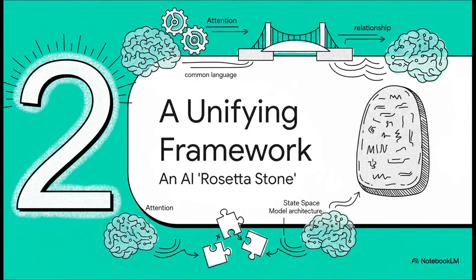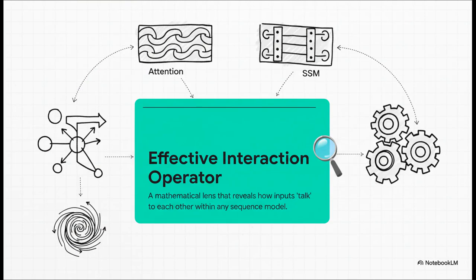To even begin to answer that, the researchers had to get clever. They realized they couldn't compare apples and oranges. They needed to invent a common language, a kind of Rosetta Stone that could describe both architectures in the same terms. And the key to this whole thing is a concept they call the effective interaction operator.